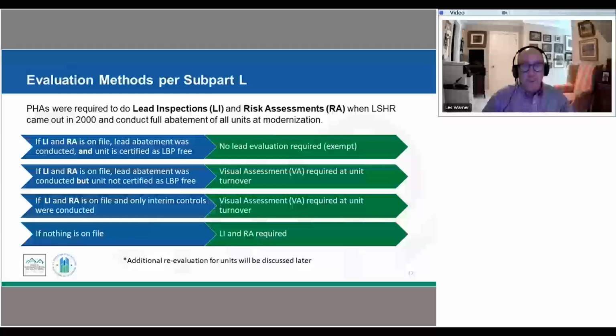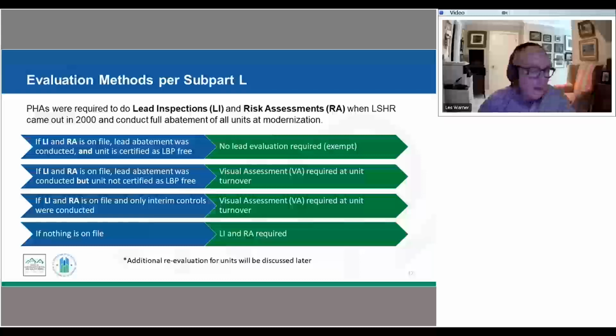So if you have a lead inspection and risk assessment on file, which was required as of 2000, and it was determined that your units are lead-free, then you have no further evaluation that you're required to do. We are able to then document, I have lead-free units.